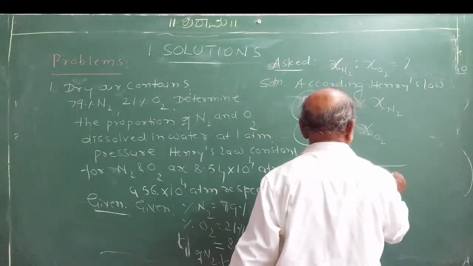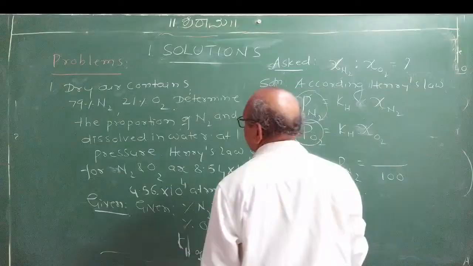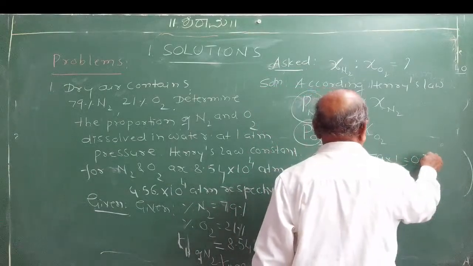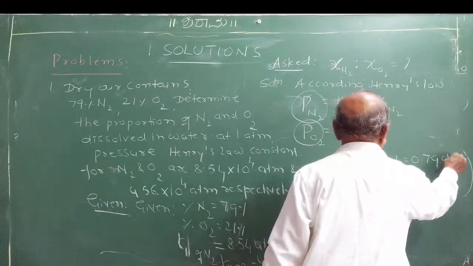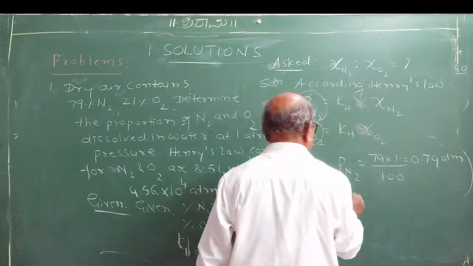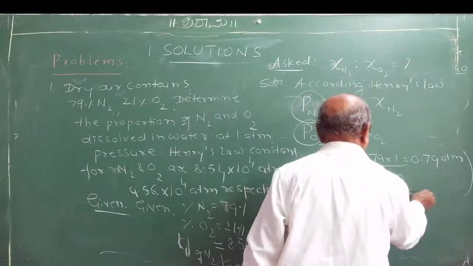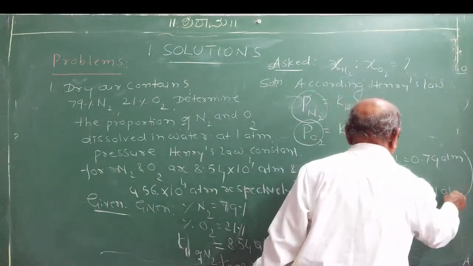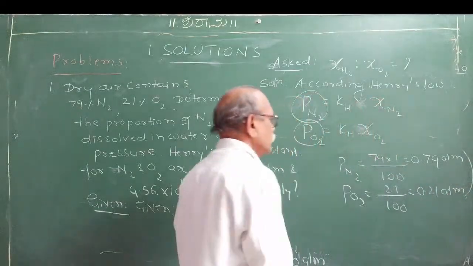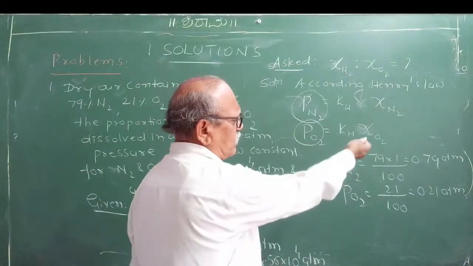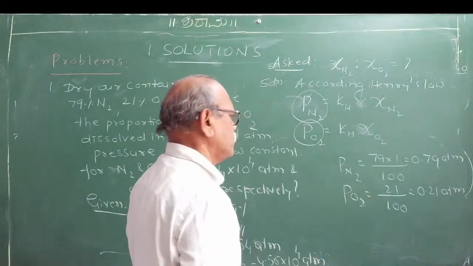In 100 moles, nitrogen consists of 79 moles, then in 1 mole you will get 0.79 atmosphere. That of oxygen is 21 upon 100, you get 0.21 atmosphere. Because the total pressure is 1 atmosphere, you can take it as 0.79 plus 0.21 will be 1 atmosphere.